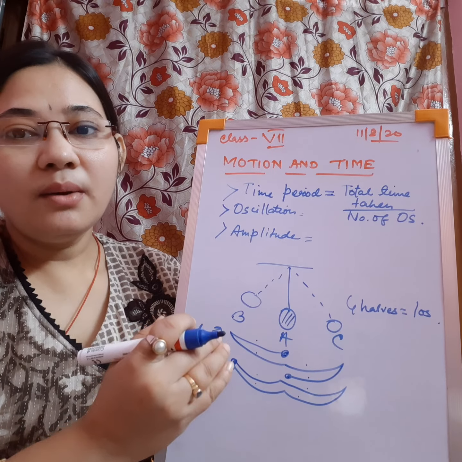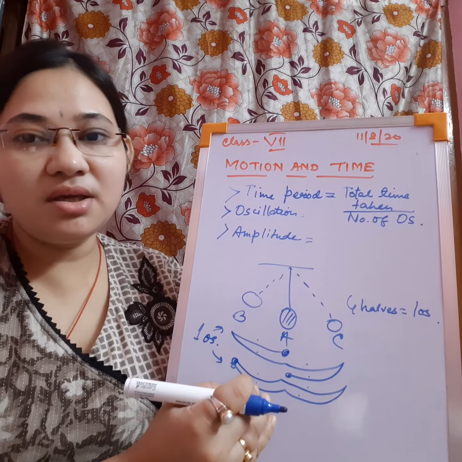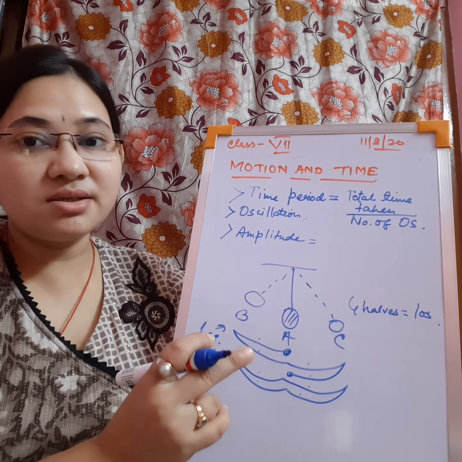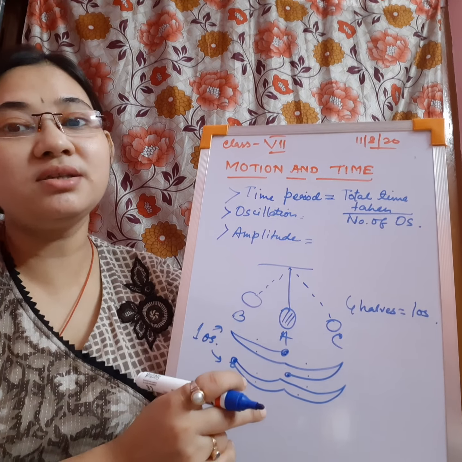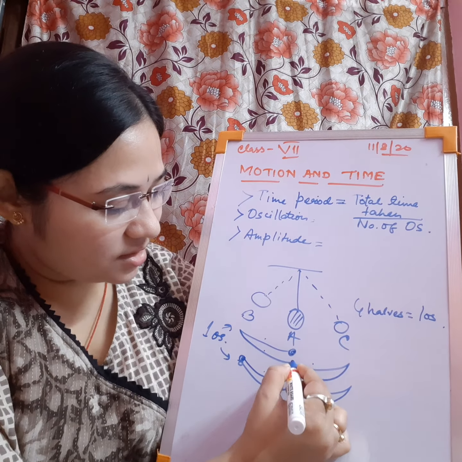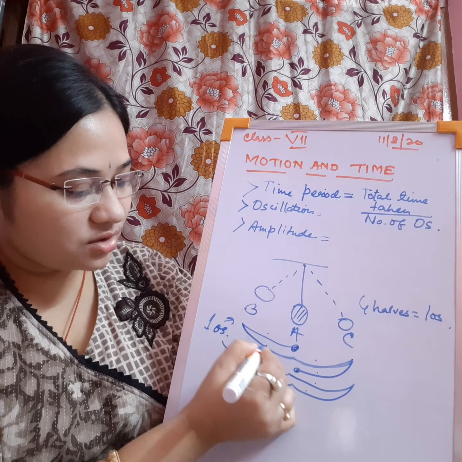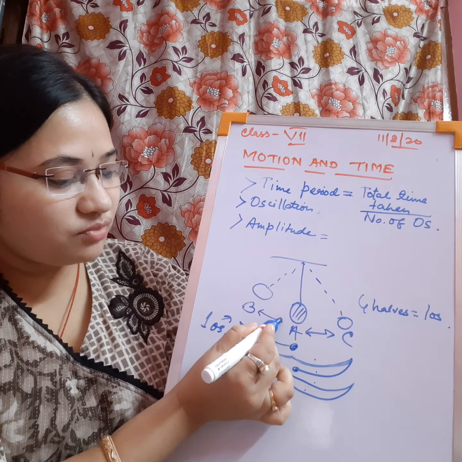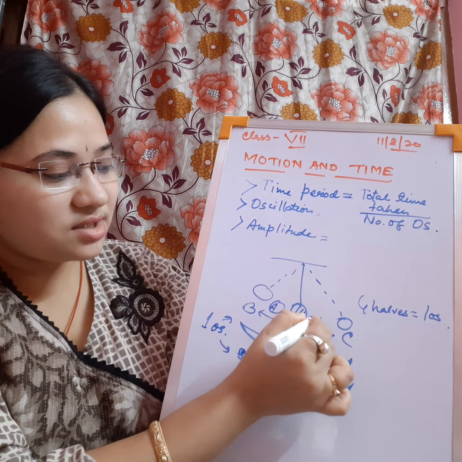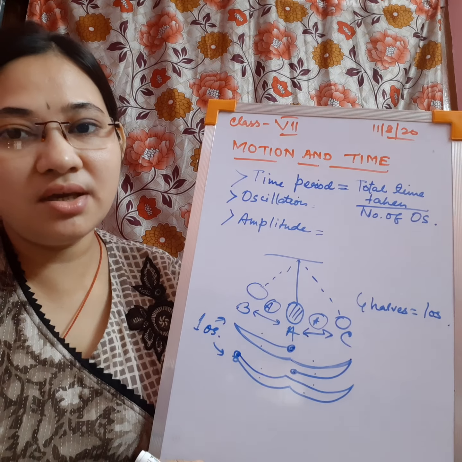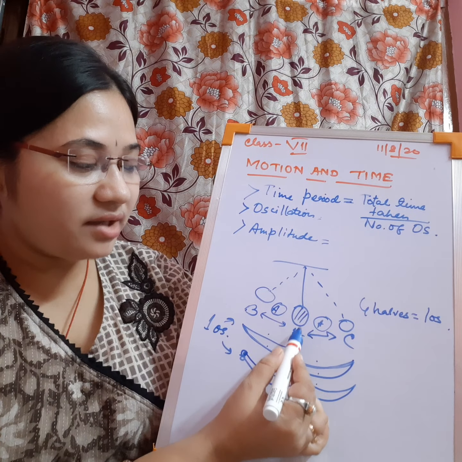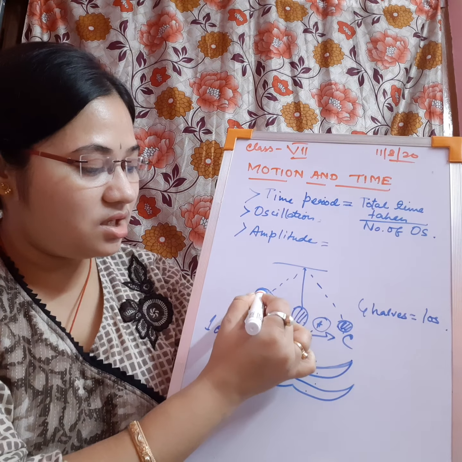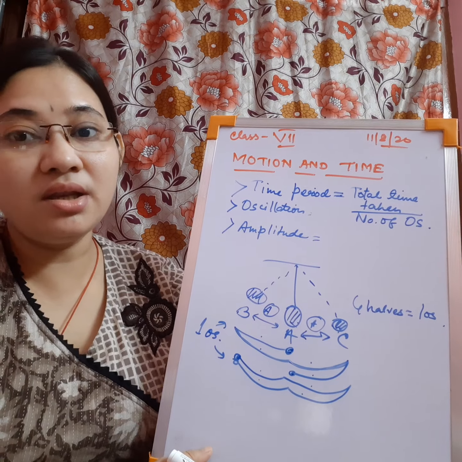Amplitude is the maximum distance from the mean position to the extreme right or left. Okay, so the maximum distance covered by the metallic bob from its mean position. That means this distance A to C, and A to B, this is known as amplitude. So amplitude is the distance covered by the metallic bob from its mean to the extreme position. That is one amplitude.